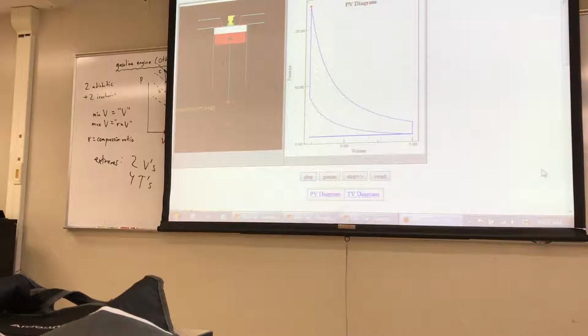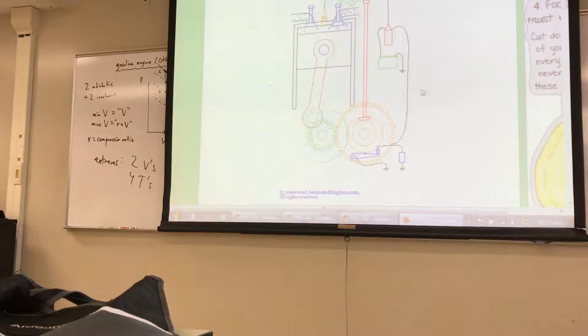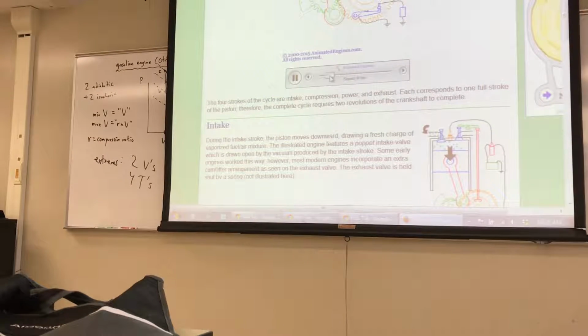Why did that stop? I don't know why this is misbehaving. Anyway, that right there is the gasoline engine, what's going on. Let me give you another one. This works a little bit better.